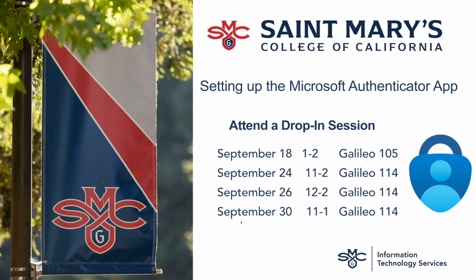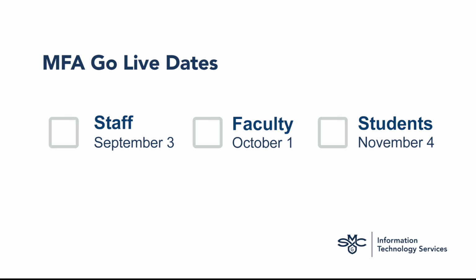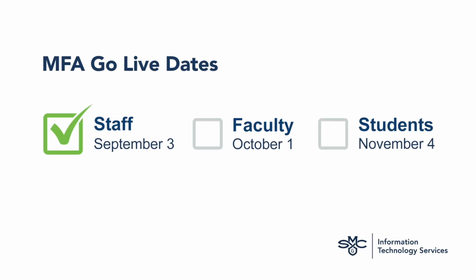Now is the perfect time to get that done before your go live date. Take note of your go live date. Staff have already gone live. Faculty, your go live date is just around the corner on October 1st. And for all students, mark your calendars for November 4th as your go live date.